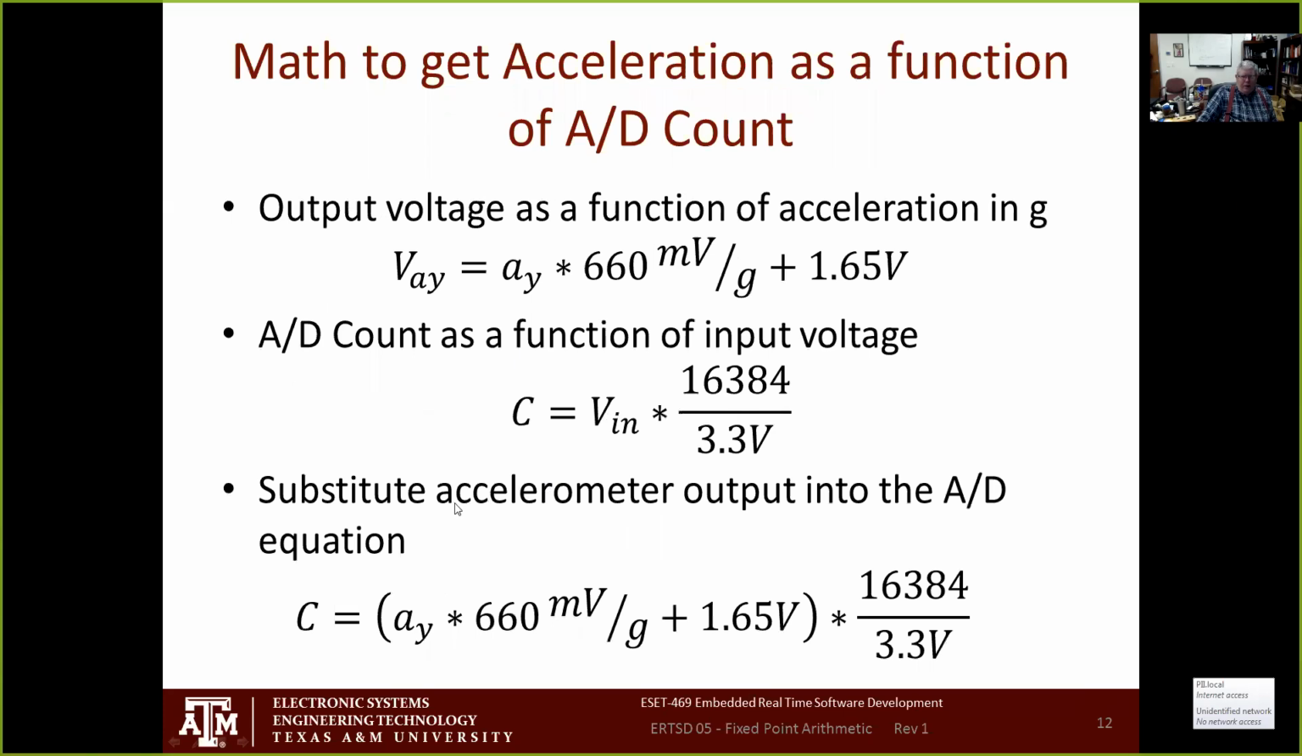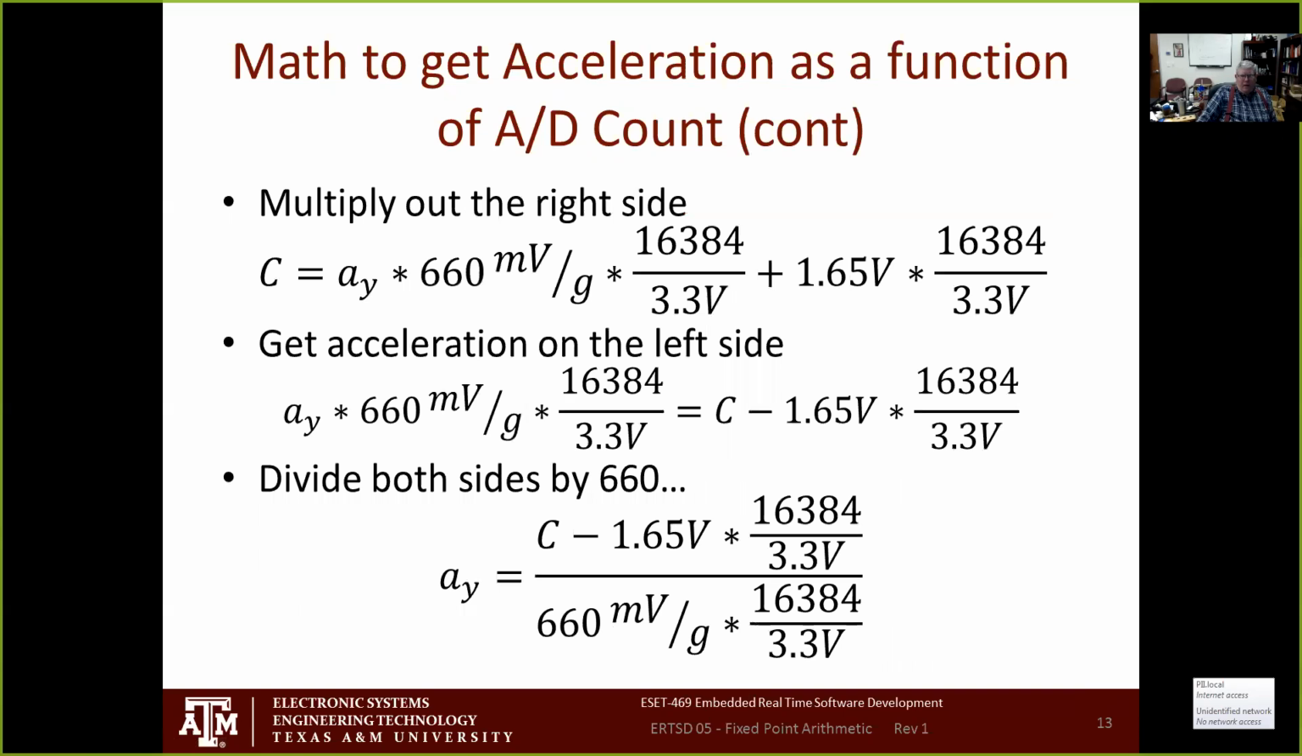And if I go in and do substitution here with these two equations, I end up with my count being equal to this. And multiplying that all out, I get this bloody mess. And so I'm going to move acceleration over here onto the left side. I'm going to divide both sides, and eventually this will simplify out. You can see some real simple things right here. This 3.3 is going to drop away. This 16,384 is going to drop away.